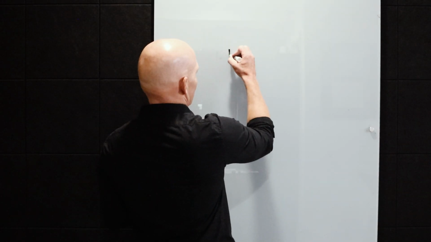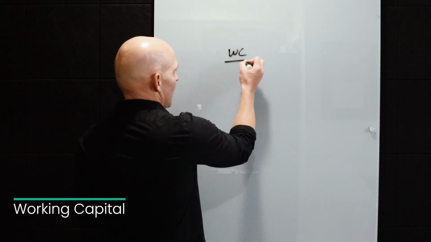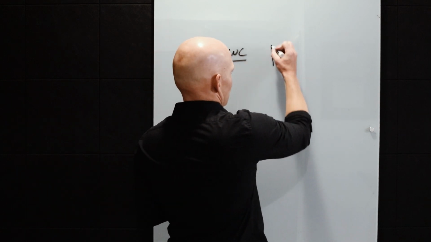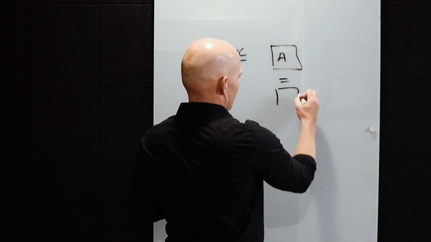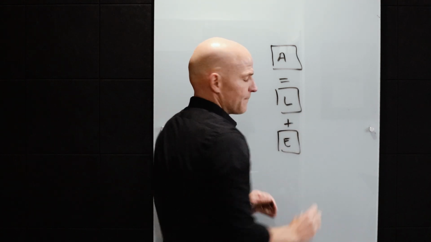Let's just define working capital for starters. I'm just going to abbreviate here. In its most simplistic form, on the balance sheet, we have assets equal liabilities plus equity.